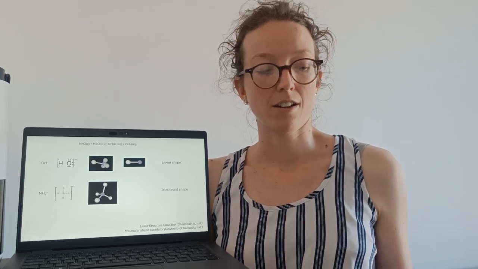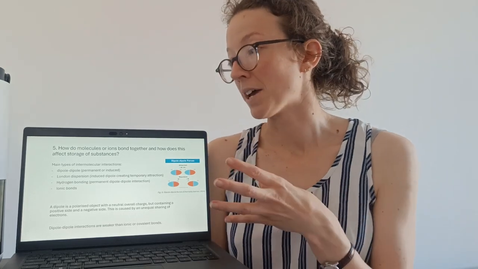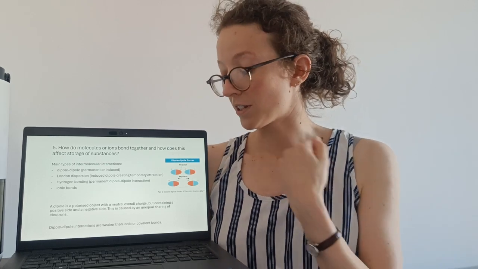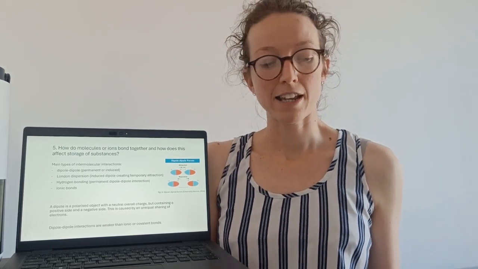So we now know how atoms bond together, and we'll look at how molecules bond together. Intermolecular forces in general are weaker than electrostatic interactions between atoms, but we'll see here one of the main types is dipole-dipole interaction. So a dipole is a polarized object. That means it's an object with a neutral overall charge, but containing a positive side and negative side, or as you can see in the diagram here, a partial positive charge and a partial negative charge. This is caused by an unequal sharing of electrons, for example, if there's a difference in electronegativity.